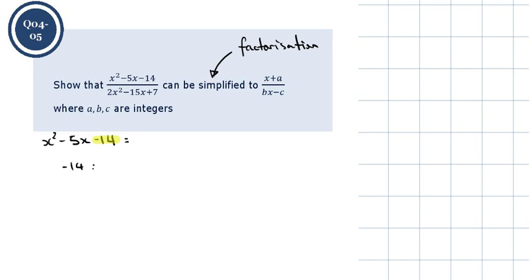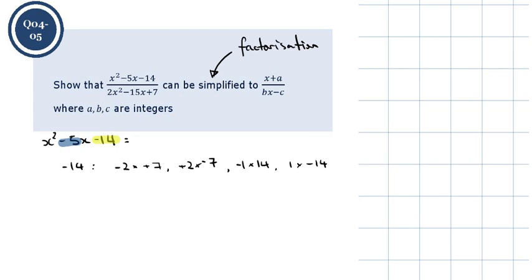So minus 14, what can I make from there? Well, I know it's going to be minus 2 times plus 7, or plus 2 times minus 7, or minus 1 times 14, or 1 times minus 14. Out of these four options, what am I going to do? Well, you need to try it out really. In the middle, let's consider the second variable, which is minus 5.